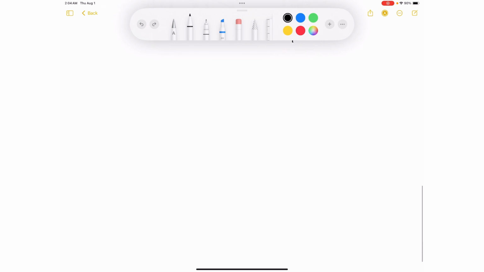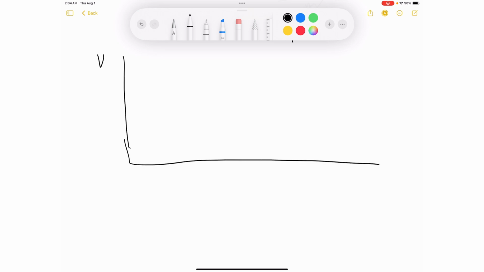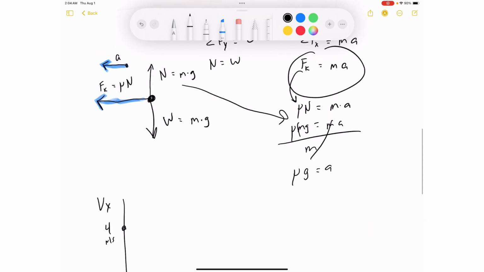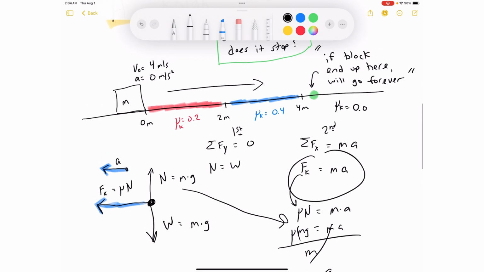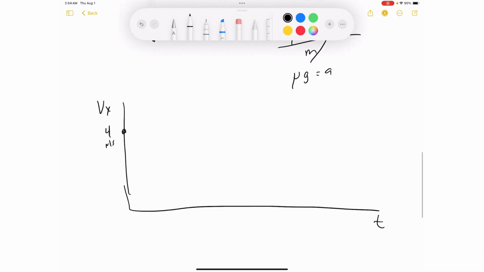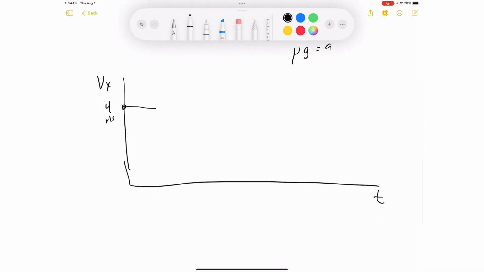All right, so now what I want to do is I want to draw an overall sketch of what's going to happen. So I'm going to do velocity in x, because we're only going back and forth, or x, and this is time. And the initial velocity, as it tells us, is 4 meters per second. So this is 4 meters per second. And what's going to happen is it's going to decelerate from 0 to 2 meters. You know, something like that.